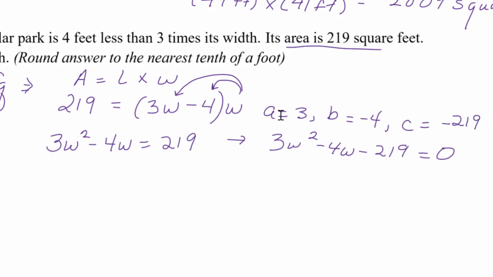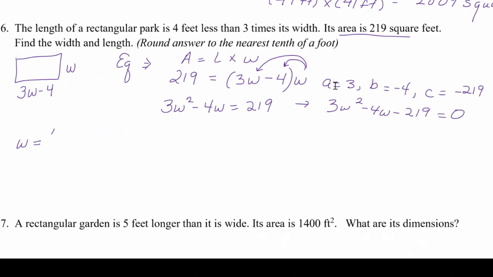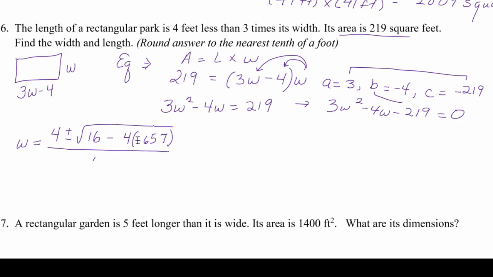So w, because our variable is w, is the opposite of b, which will be the opposite of negative 4, or a positive 4, plus or minus the big square root. And then b squared, which is negative 4 squared, would be 16, wouldn't it? Negative 4 times negative 4 is 16, minus 4 times a times c. So we have 3 times that negative 219, which is negative 657. Okay, and that's going to be all over 2 times a, which is 2 times 3, or 6.